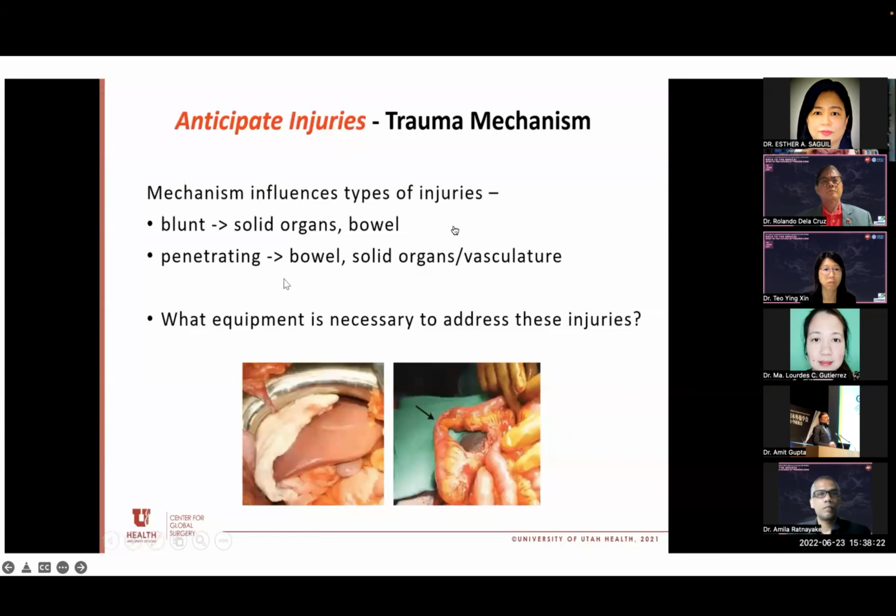Penetrating trauma tends to injure multiple loops of bowel and, less commonly, but can catastrophically affect solid organs and vasculature as well. So you need to think about what different equipment is needed to address a variety of these injuries. In this picture, there is a liver with laparotomy pads above and below it, packing a liver injury.